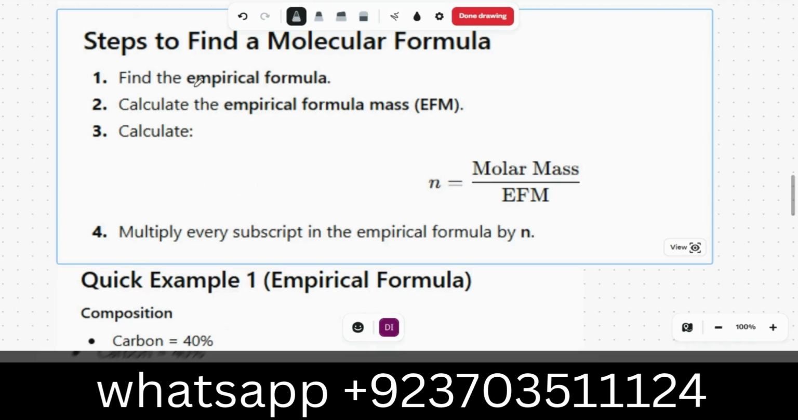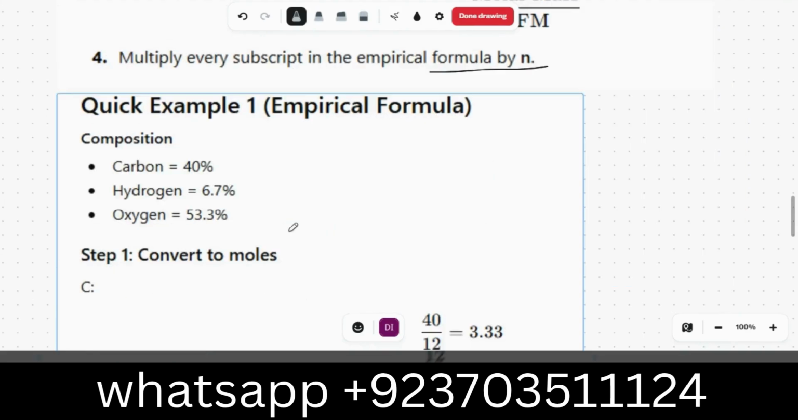Okay, and steps to find molecular formula. Find the empirical formula. Okay, calculate the empirical formula mass, EFM. So n is equal to molecular mass divided by EFM, and multiply every subscript in empirical formula by n. Now we will see an example.